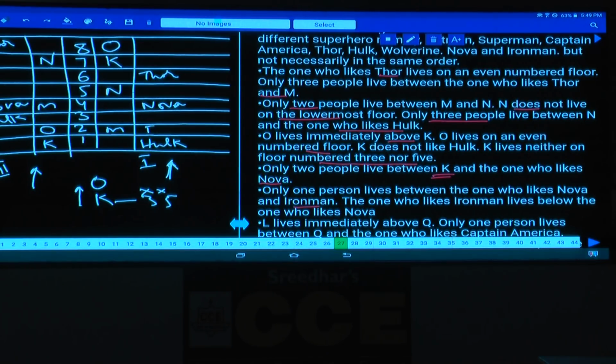Now in case 1, Iron Man must be on floor 2. Since there is only 1 person between Nova and Iron Man, and Nova is on the 4th floor, Iron Man can be either on the 6th floor or on the 2nd floor. So we have 2 possibilities. And the one who likes Iron Man lives below the one who likes Nova. Hence, Iron Man cannot be on the 6th floor. Hence, Iron Man must be on the 2nd floor, below the one who likes Nova.